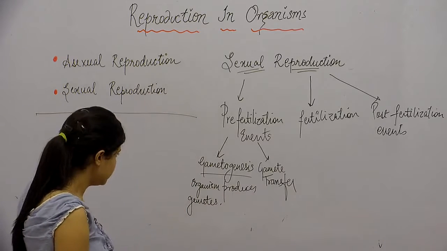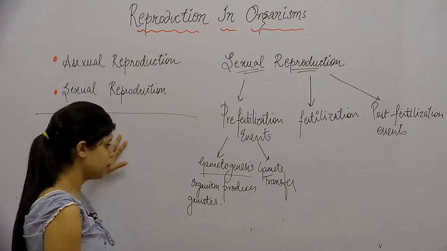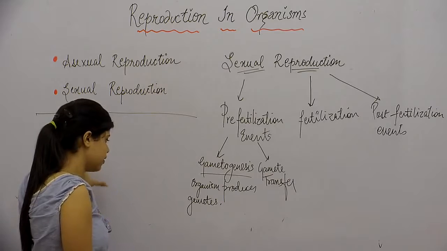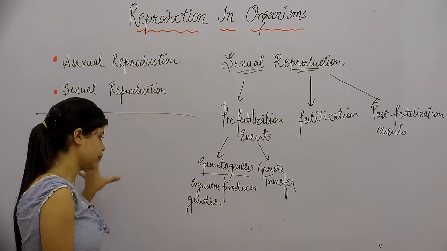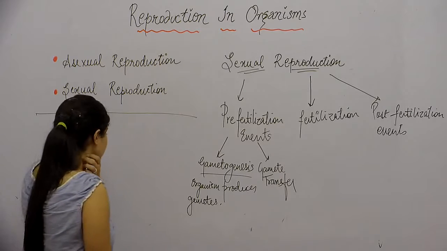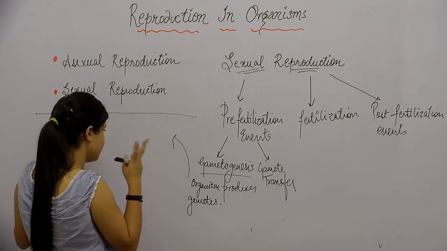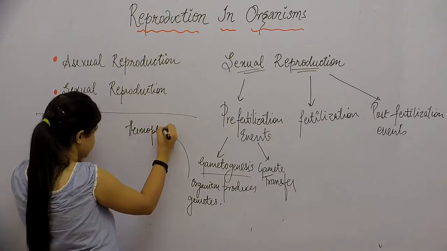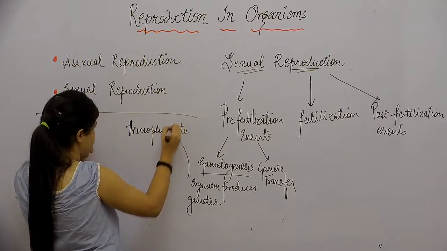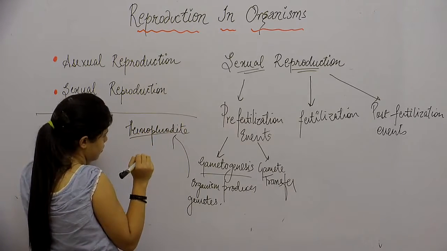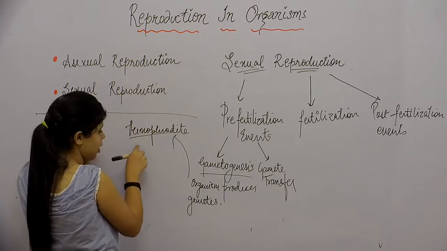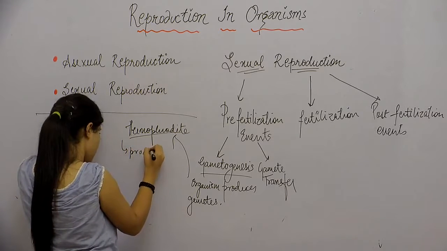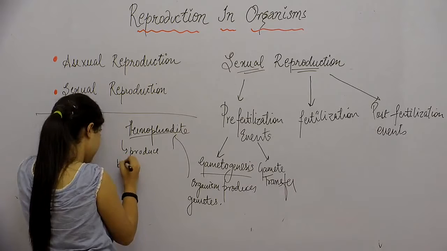So either the organism may be capable of producing both the gametes, or there will be a female organism that will produce a female gamete, or there will be a male organism that will produce a male gamete. So the organisms that are capable of producing both the gametes are known as hermaphrodite.